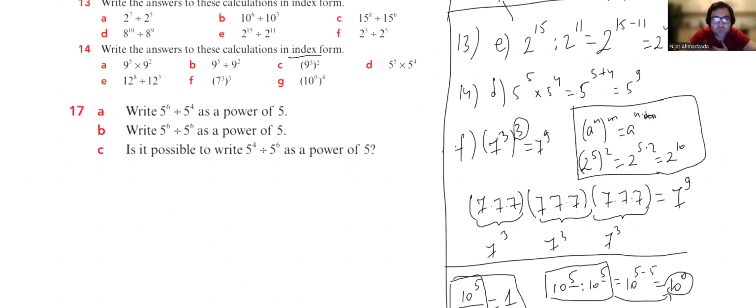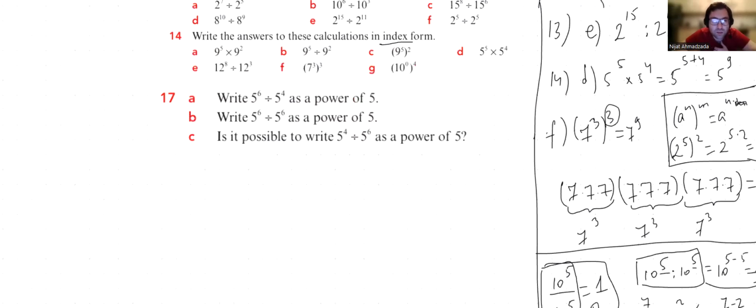Now, let's do question number 14, part G with that logic. So we got 10 to the power of 0 to the power of 4. What is it? 10 to the power of 0 times 4, so 0 times 4, which is 10 to the power of 0. And anything to the power of 0 is equal to 1. Good.